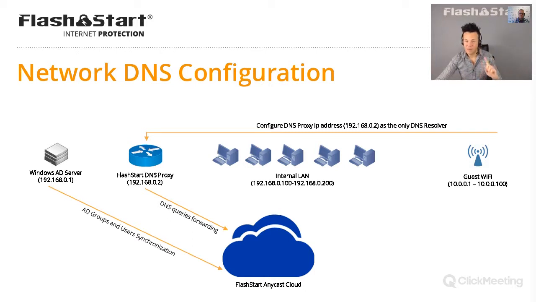But when the FlashStart DNS proxy gets a query, for example, for domain.local or server.domain.local, it immediately understands that it is not an external query but a domain query. It will forward the query to the Windows Active Directory domain, both for direct integrated Active Directory zones and for reverse zones, because in a Windows environment you have two different kinds of Active Directory zone. The direct one, domain.local, domain.lan, and so on, and the second type, the reverse Active Directory zone.